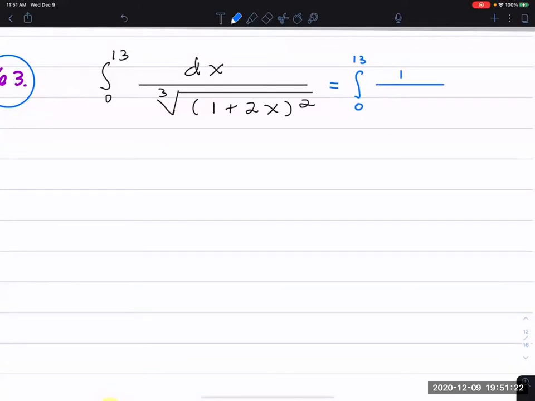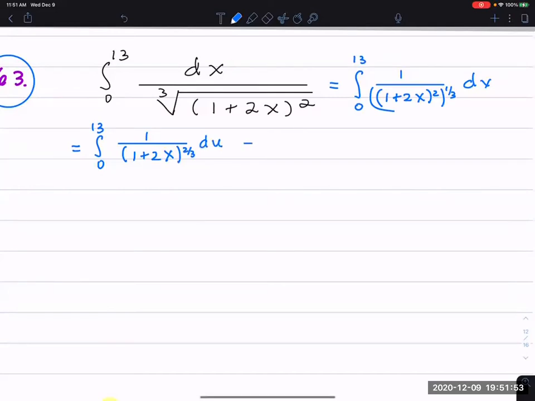And remember that the third root is the same as raising to the 1/3 power. I'm also going to put the dx on the side. I don't think you need to do all these steps, but I'm reviewing some beginning algebra, essentially. And then I take the 2 times the 1/3. So in the denominator, this is 1 plus 2x to the 2/3 power.